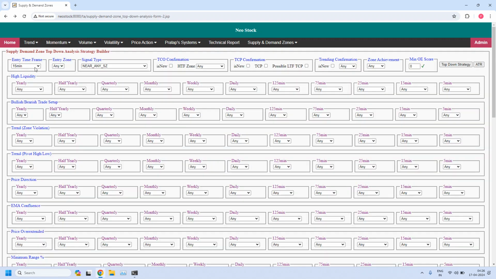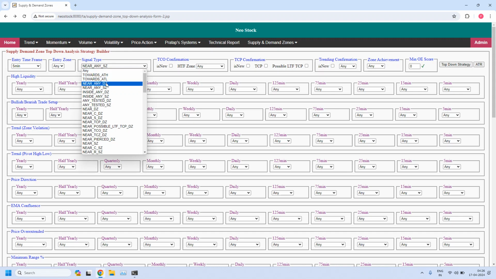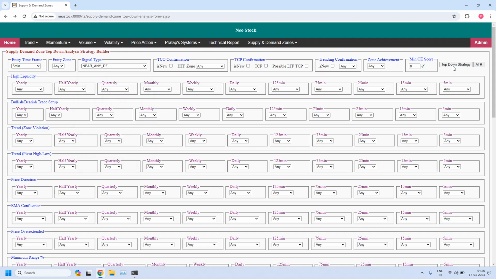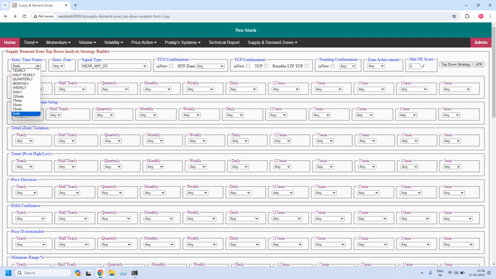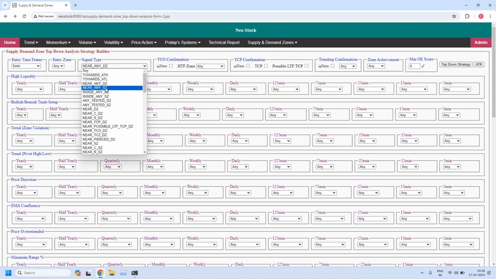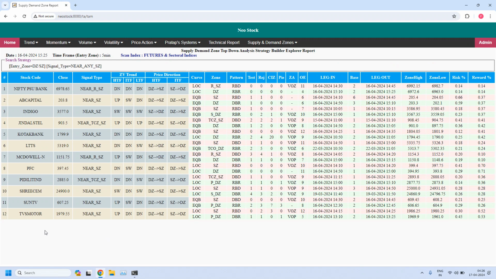I'm going back, changing the time frame to 5 minutes. Let us find the stocks near 5 minutes demand zone. So these are the 7 filtered stocks. Let me go back. For 5 minutes time frame, let us find the stocks near 5 minutes supply zone. So these 12 stocks are filtered. So these are the stocks near demand and supply zones for all the time frames. And also we identified a daily and a 75 minutes high liquidity demand and supply zones.